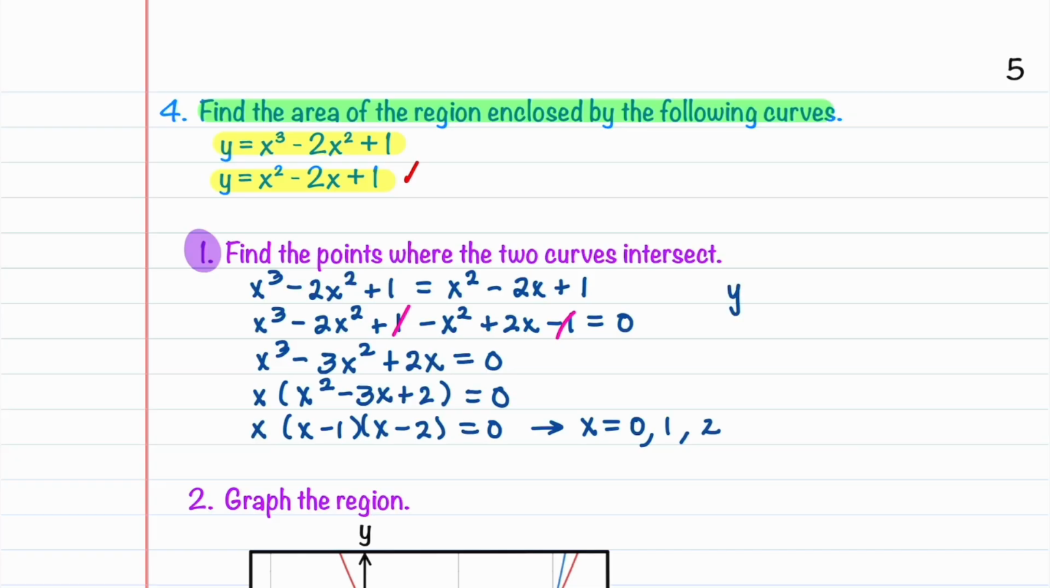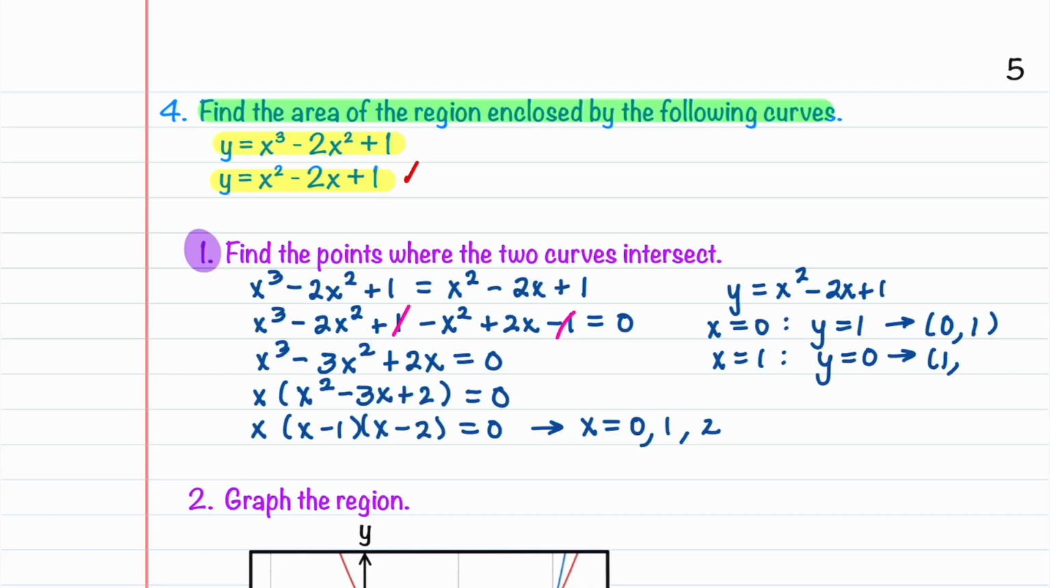So let's write down y is equal to x squared minus 2x plus 1. When x is equal to 0, y is equal to 1, and this gives us the point 0, 1. When x is equal to 1, we have 1 plus 1 minus 2, so y is equal to 0, and we have the point 1, 0. And then lastly, when x is equal to 2, we have 4 minus 4 plus 1, so y is equal to 1, and this gives us the point 2, 1. Let's go ahead and highlight these because these are our intersection points.